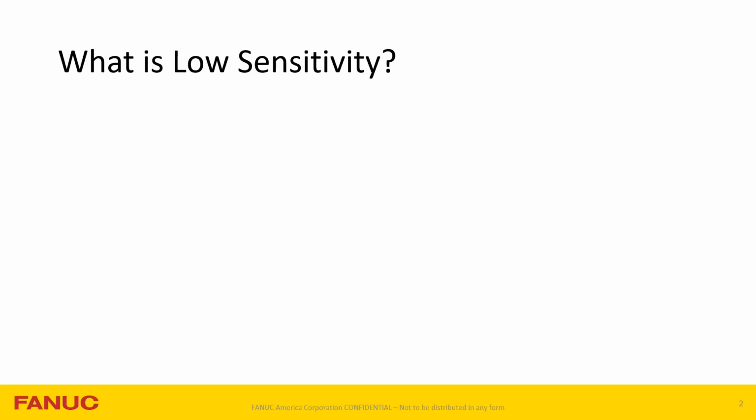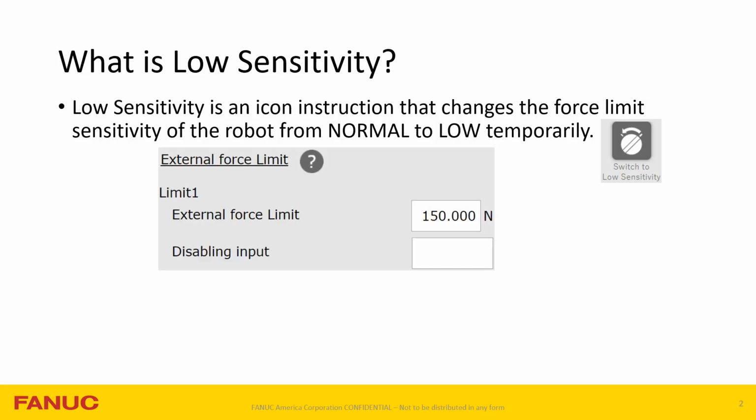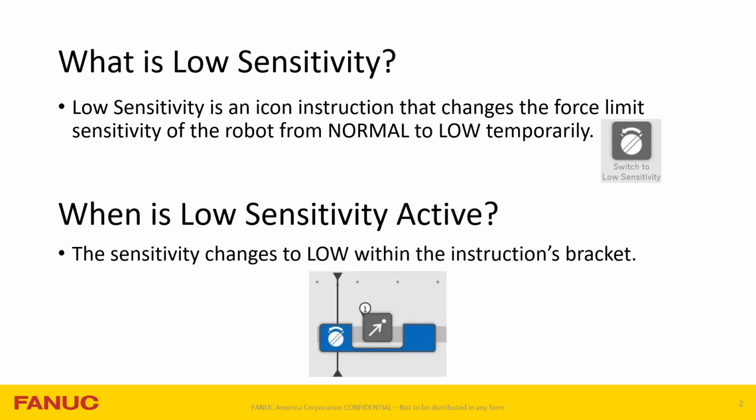What is low sensitivity? Low sensitivity is an instruction that changes the force limit sensitivity of the robot from normal to low temporarily. If your external force limit is set to 150 newtons, for example, this instruction is not reducing or overriding the limit. The robot is simply using a lower resolution of the sensors to detect the same external force limit.